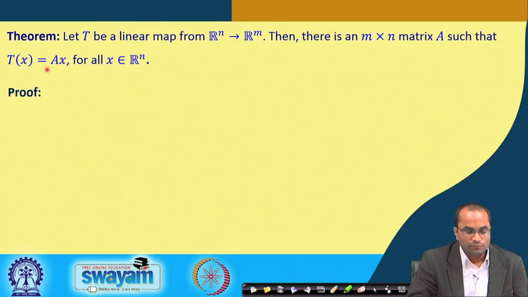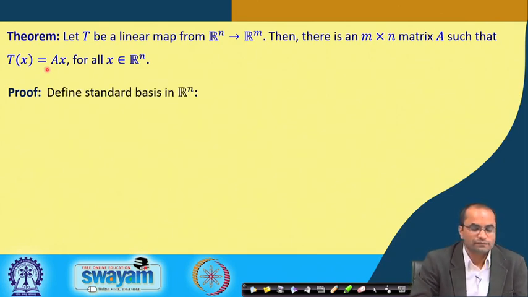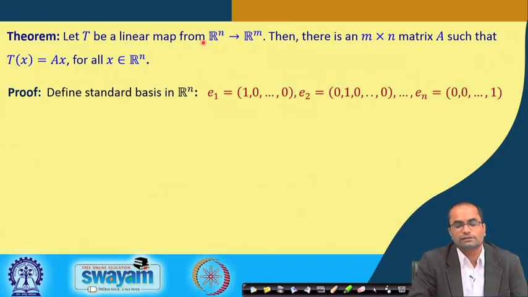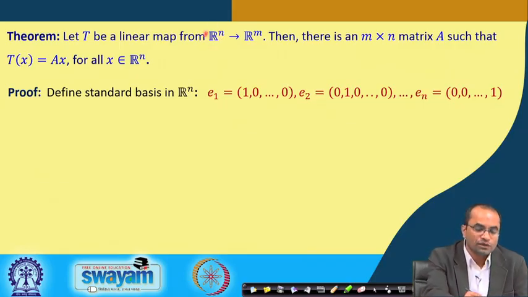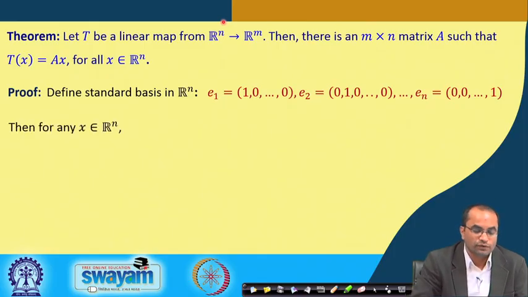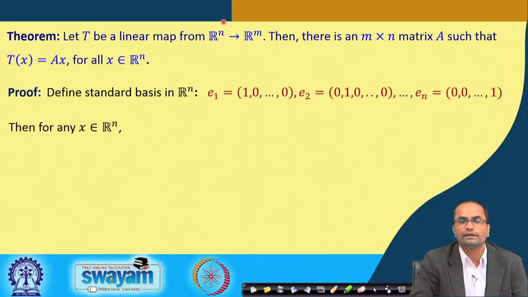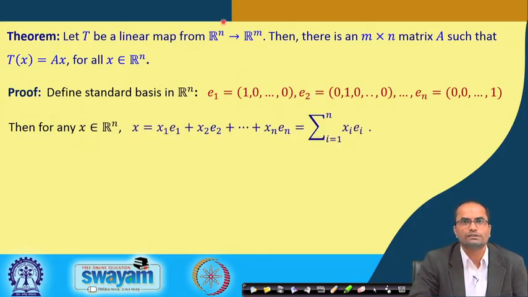The proof here is very simple. We can define the standard bases in R^n, which are given as (1, 0, 0, ...), (0, 1, 0, ...), and so on. These are the standard bases of the vector space R^n. Now for any x in R^n, any vector we take, because these are the standard bases, we can represent this x in the form of these bases.